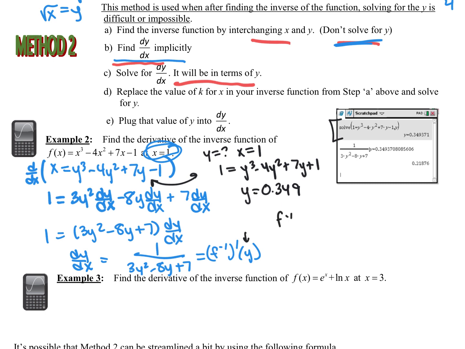So then we'll say, okay, what is the derivative of the inverse at 0.349? So we're plugging it into this equation here. If you want to do that on your calculator, this is kind of a way that you can go ahead and do that without typing in the answer every single time. And if we do that, we'll get 0.219.